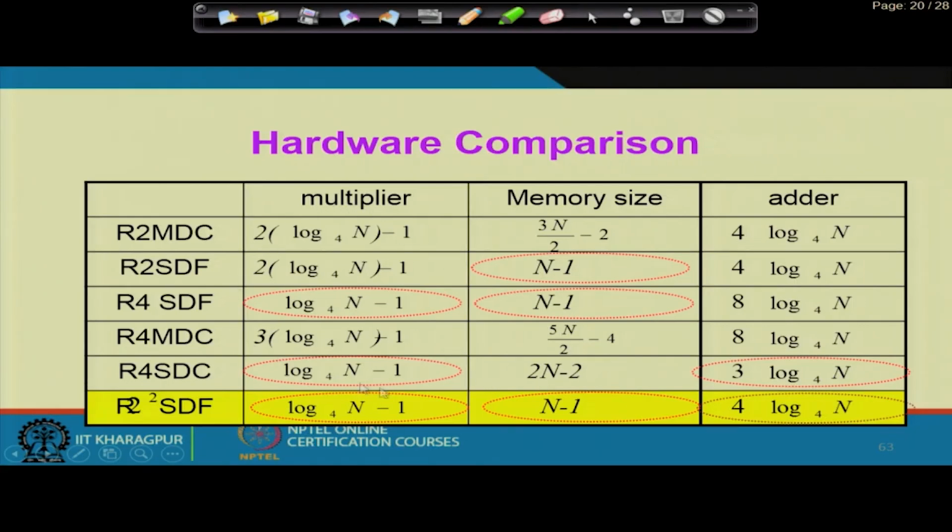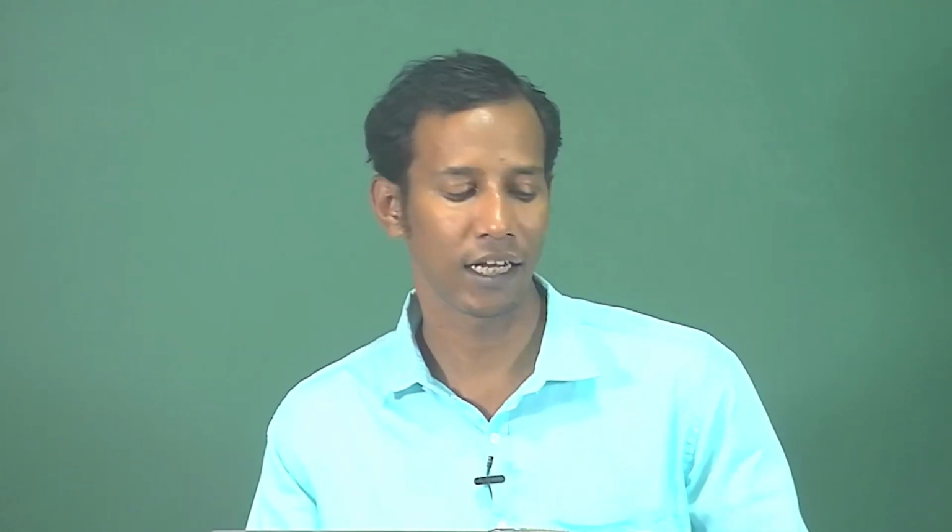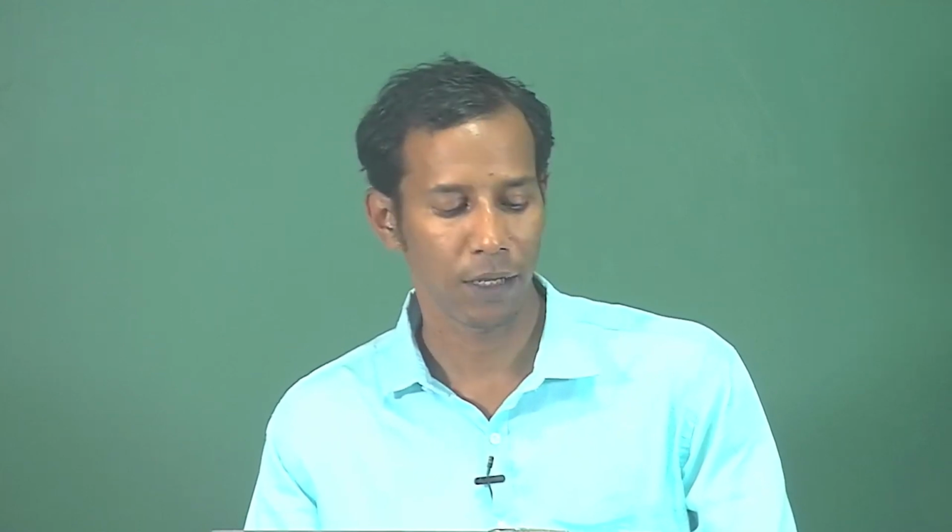If you compare the hardware requirements for these different architectures, you find that the radix 2 square single delay feedback architecture has the advantage in terms of multiplier requirement, memory size requirement and adder requirement. So, this is a recent FFT architecture which people have developed, but it is not the ultimate one; people are still trying to develop newer architectures for FFT.